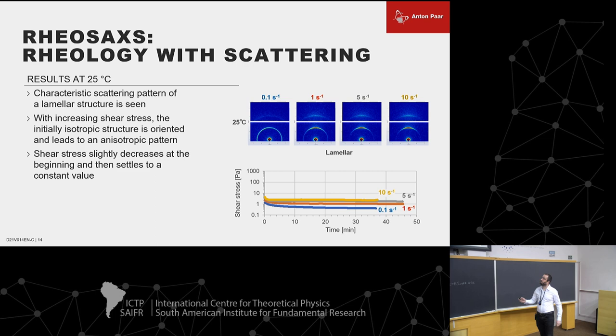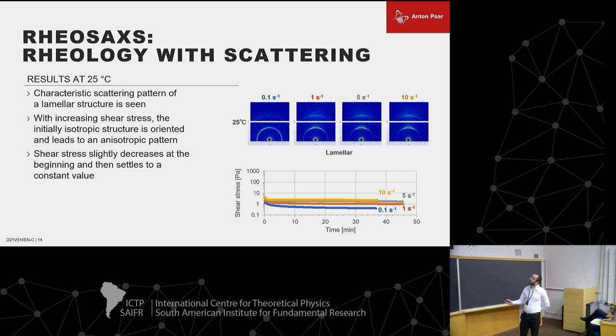We can see with lower shear rates a typical result from a well-oriented lamellar sample. And with the increase of the shear rate, we see the beginning of an isotropic pattern, the beginning of this movement we see here. We can see the shear stress slightly decreases at the beginning of the curve, and then it settles to a constant value when using different shear rates in these cases.